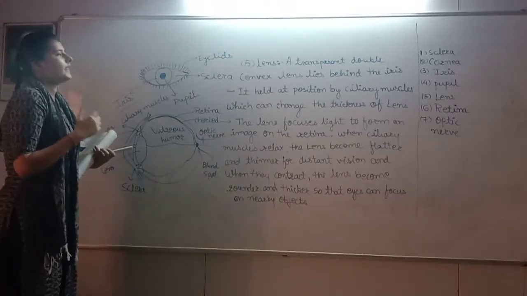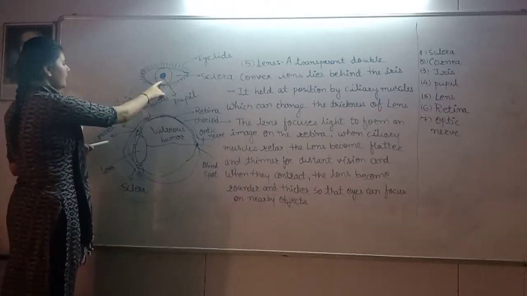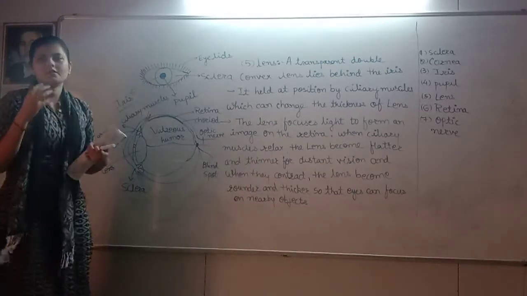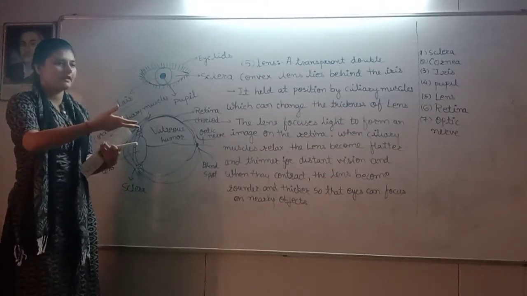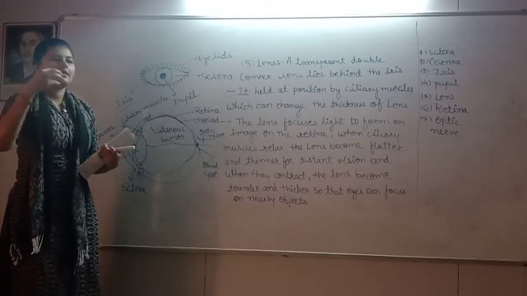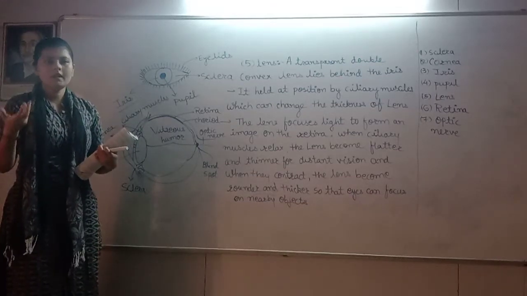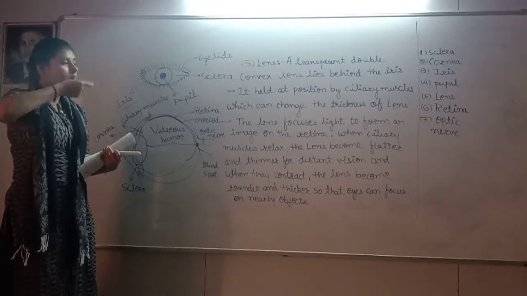So a transparent double convex lens lies behind the iris. So if you can see here, it is your iris. So iris is basically the colored part of your eyes, that we have discussed earlier, right? It is blue in color, somewhere black in color, brown in color, right? So that is iris. So this lens is going to lie behind the iris.